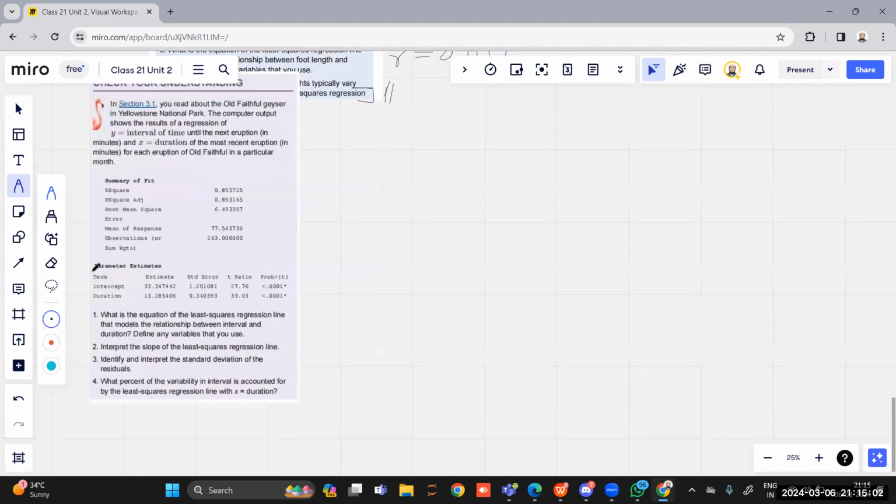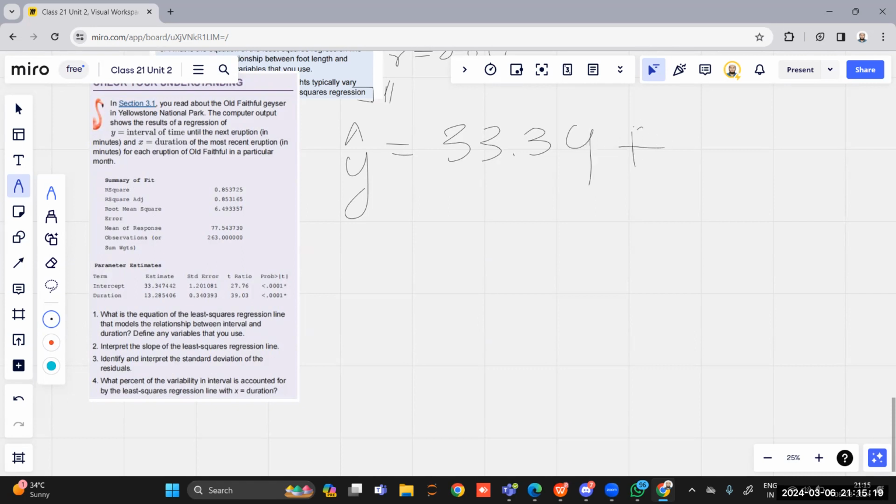The equation is y hat equals 33.34 plus 13.28 times the duration.